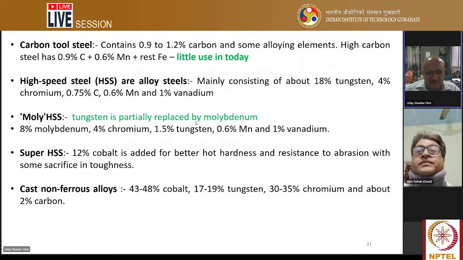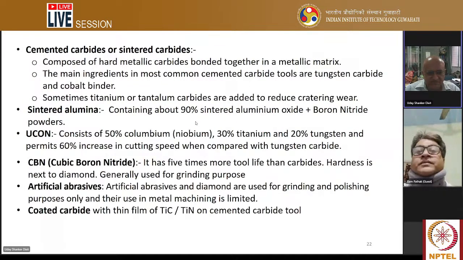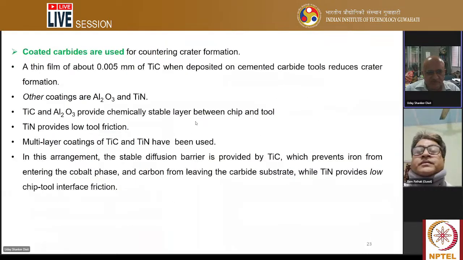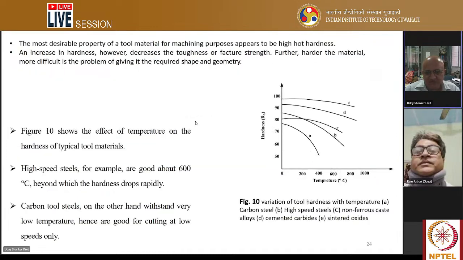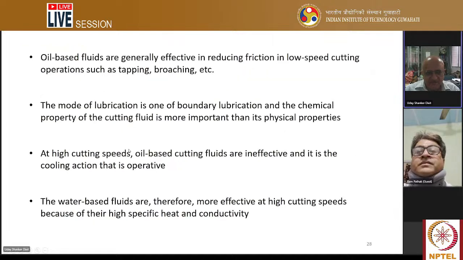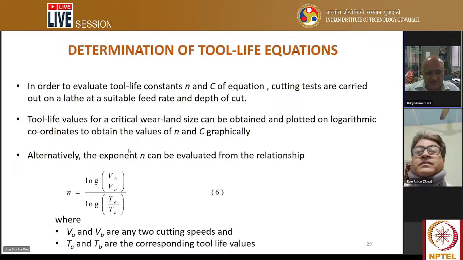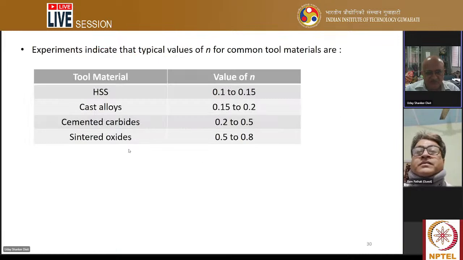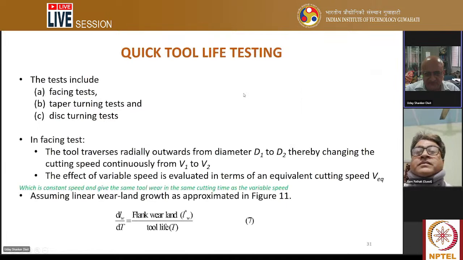They have been described here: cemented carbide, CBN, and so on. These are very common tools. About 5 micrometer thin coating is also applied. As a thumb rule, as the hardness of the material increases, cutting speed should be decreased. So this is a type of empirical relation. Cutting fluids are there, and this is the estimation of tool life. Suppose we have the formula V t to the power n equals C, that constant n is given like this. For different materials it is different.